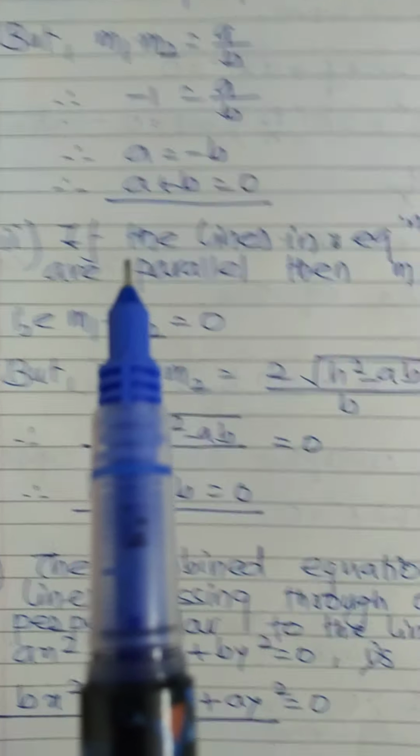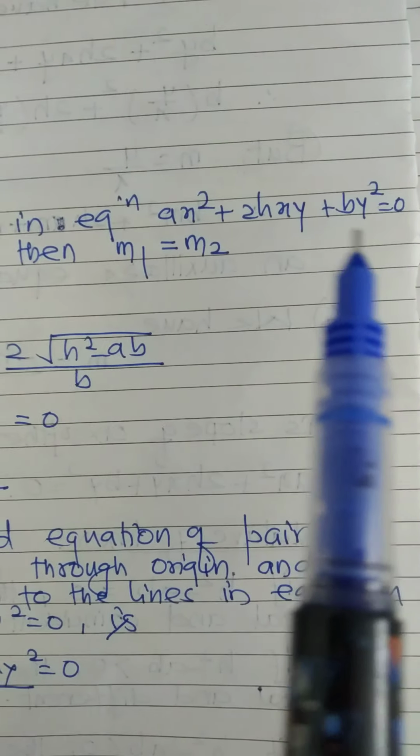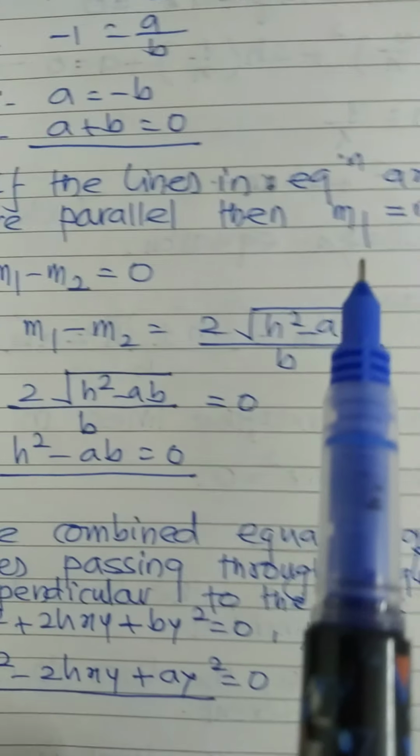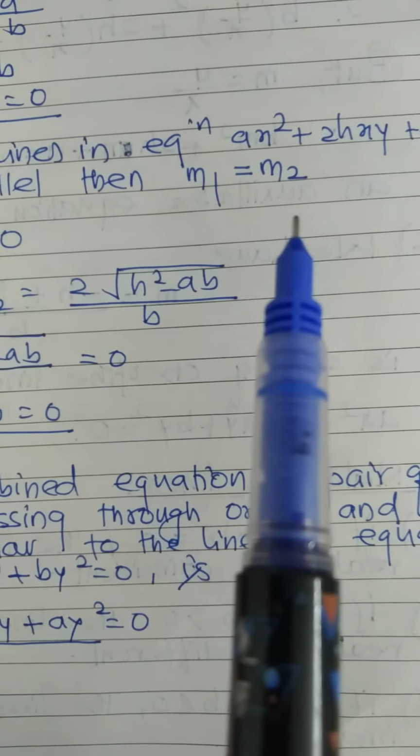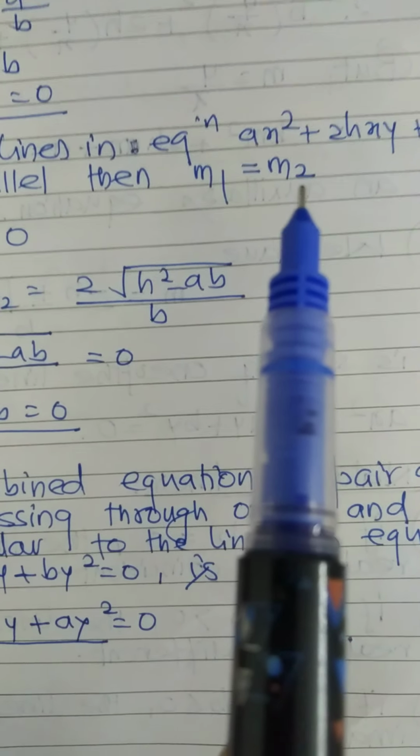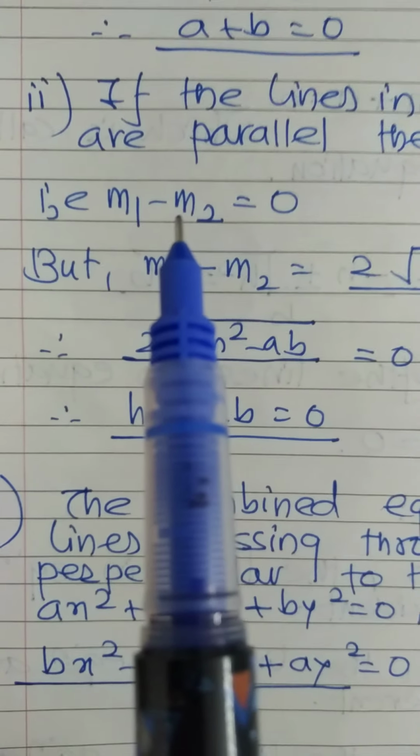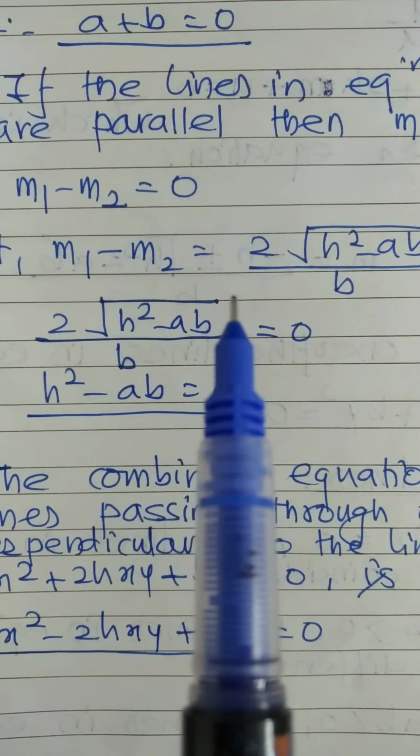Similarly, in the next case, if the lines in equation ax square plus 2hxy plus by square equals to 0 are parallel, then from the parallel point of view, the basic condition is that slopes are equal, that means m1 equals to m2. Transfer that m2 towards the left side, so it becomes m1 minus m2 equals to 0. So you know the value of m1 minus m2.